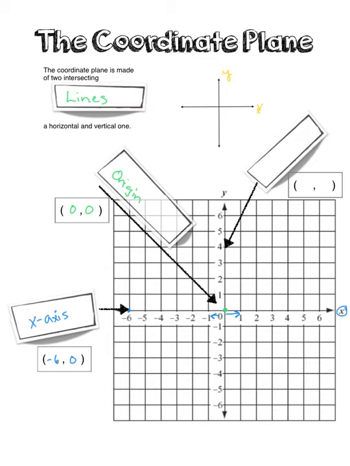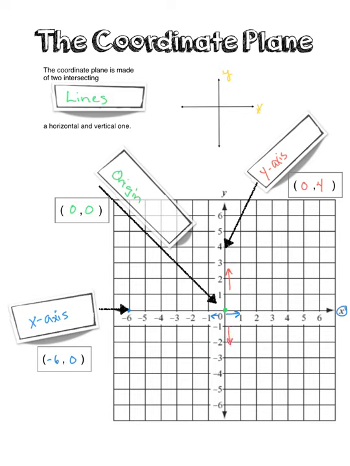Now, let's look at this. This is the y-axis. And this point is 0, 4. Because we do not go across any. We don't move. So we go from 0 and then we go up 4. And if you notice, everything above 0 is positive and below 0 is negative.